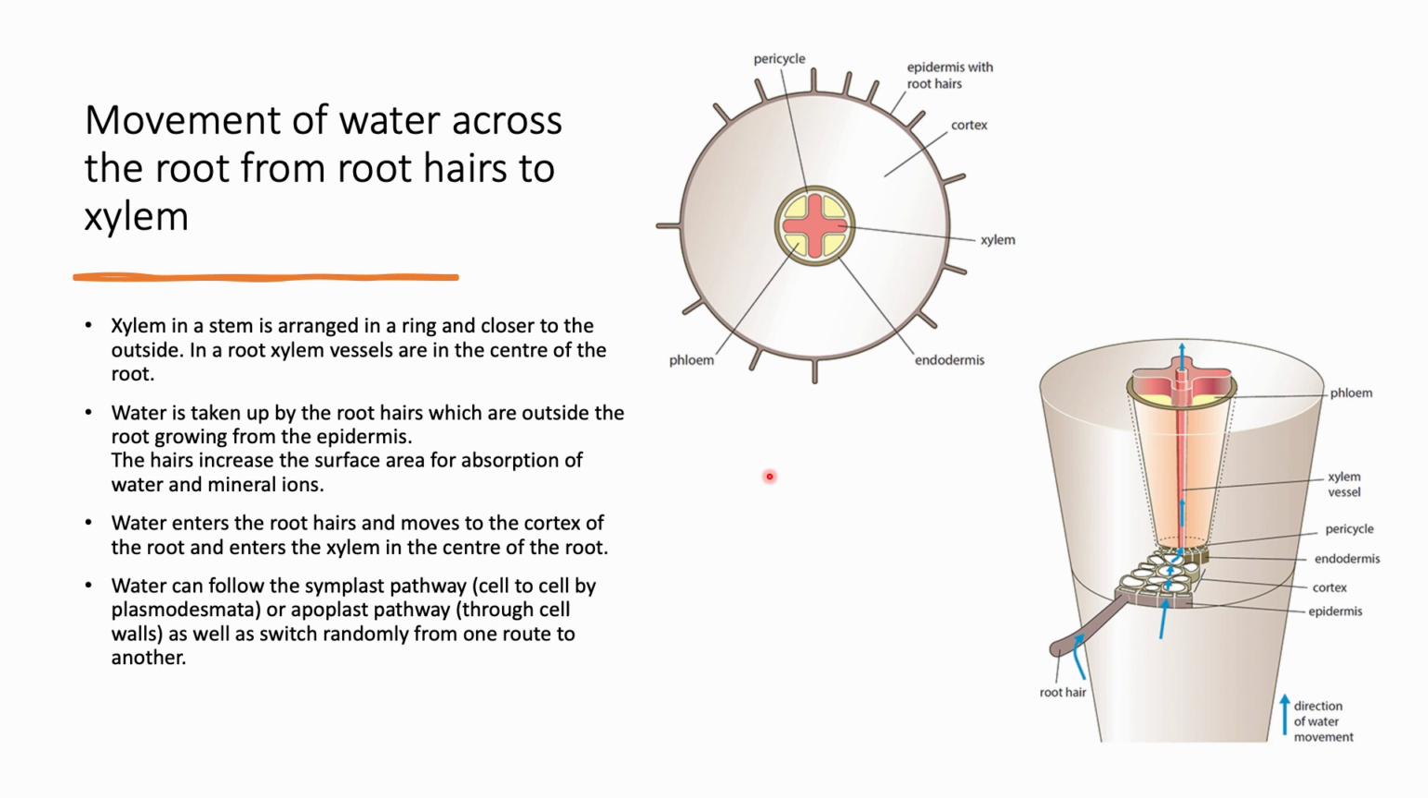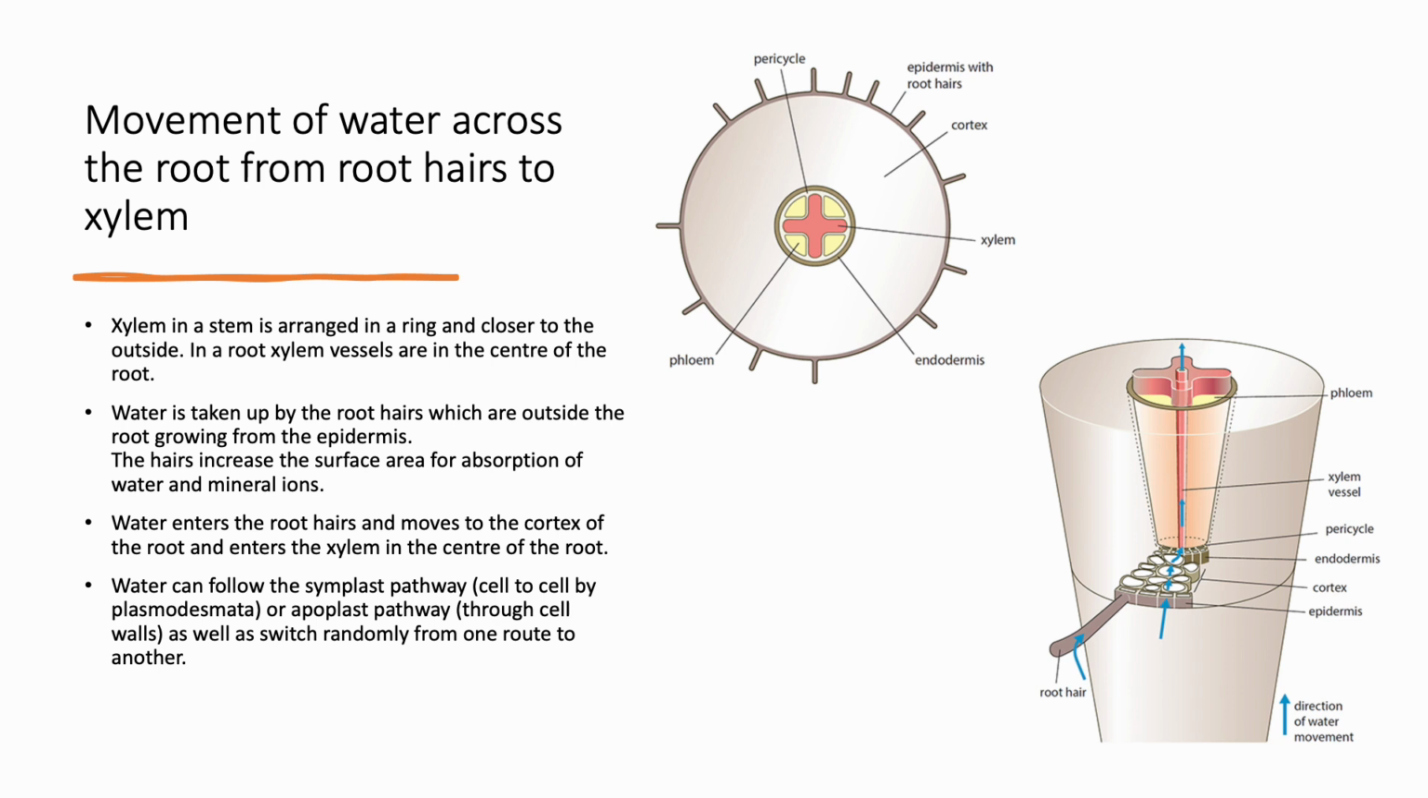Water is taken up by root hairs, which are on the outside of the root, growing from the epidermis. Again, this is representing the root. These are the little root hairs. This is a root hair. The hairs increase the surface area for absorption of water and mineral ions.